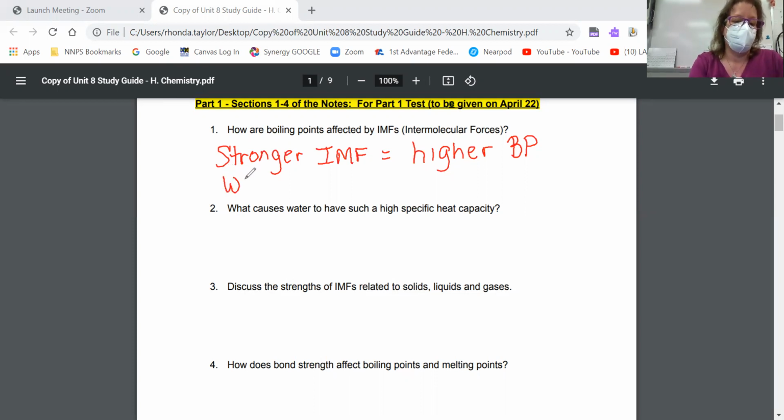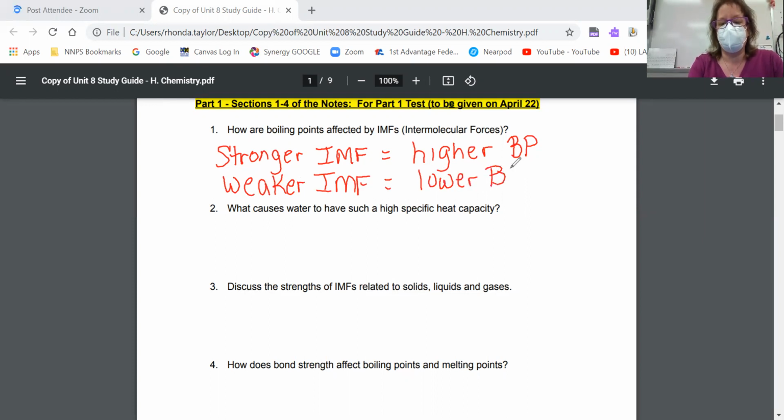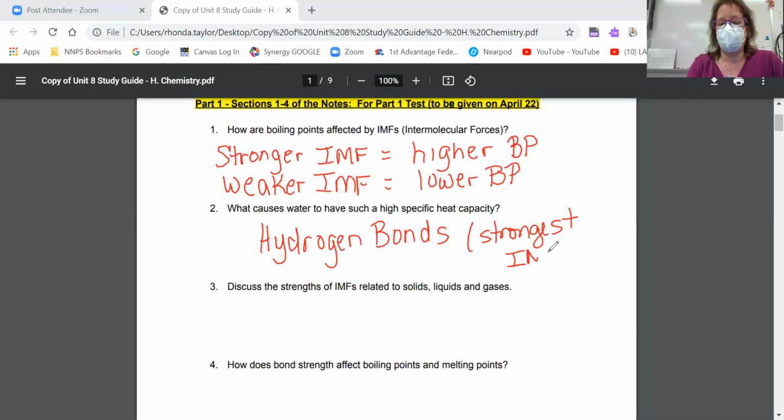Okay, and then of course, if you have weaker IMFs, then you're going to have lower boiling points because it's not going to take as much energy to cause those molecules to separate and turn into a gas. All right, number 2, what causes water to have such a high specific heat capacity? It is the hydrogen bonds. Okay, if you go back and look in your notes, we said hydrogen bonds was the strongest IMF, or intermolecular force. Okay.